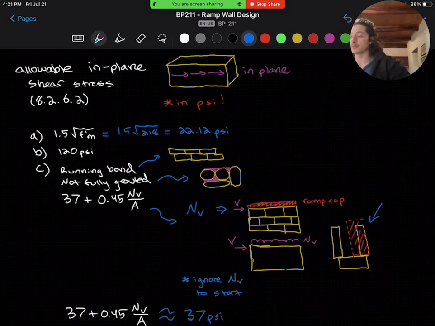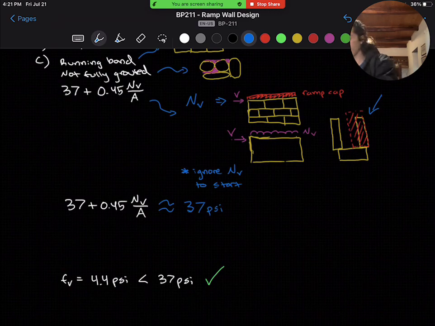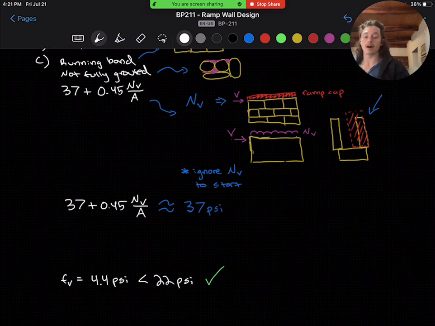So, given our example shear stress of 4.4 psi above, does this meet the allowable shear stress per ASD requirements in ACI 530? And the answer is going to be yes. Our 4.4 psi is less than our, not 37, but 22 psi governing value from condition A. In the next video, we're going to talk about axial forces and flexural forces on the section.